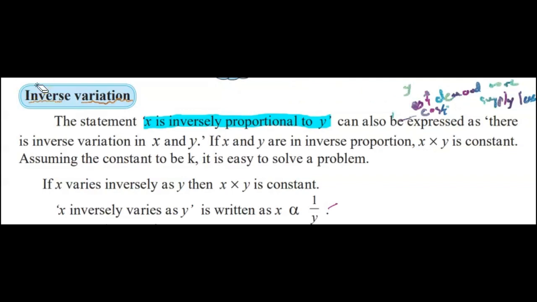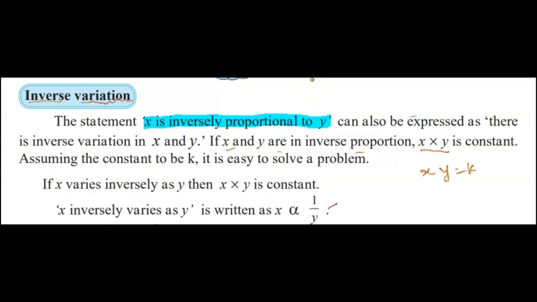Now the statement mathematically, considering variables x and y: x and y are inversely proportional. So we get a formula where x into y is constant. You can say xy is equal to k. Last time k was the constant of variation, not proportionality, constant of variation.